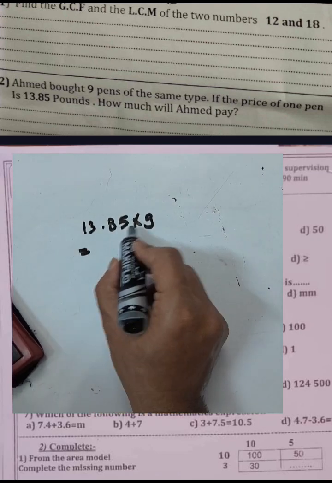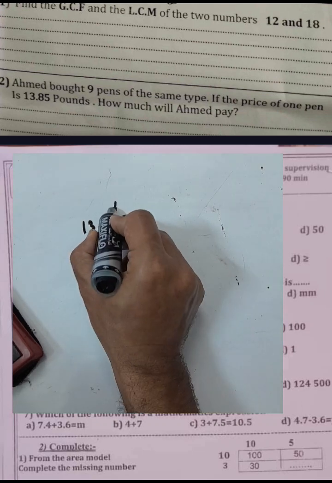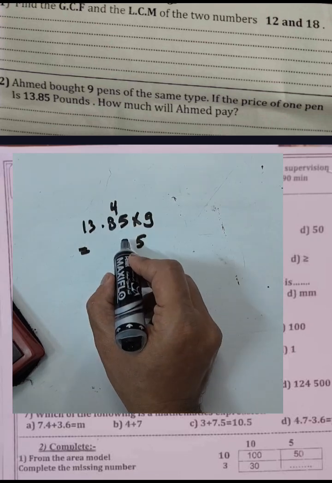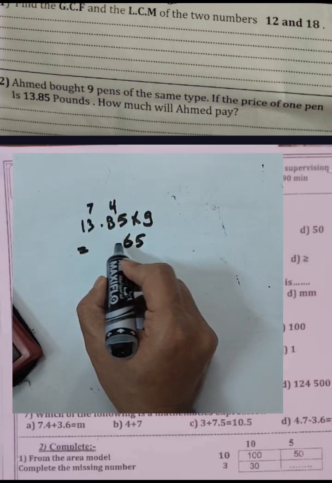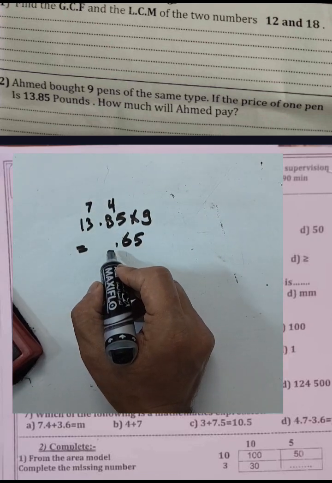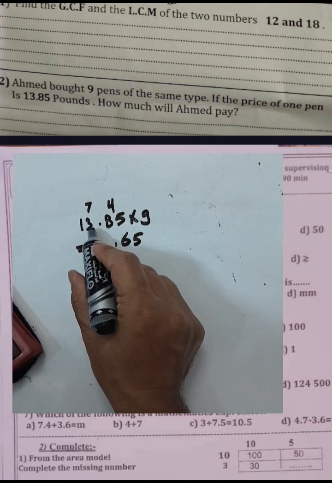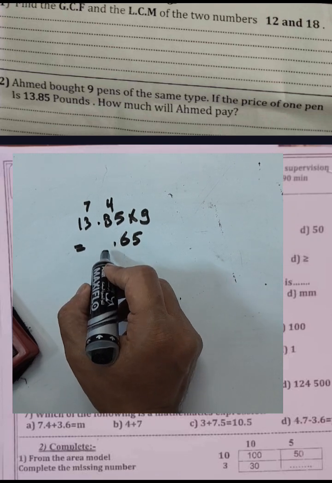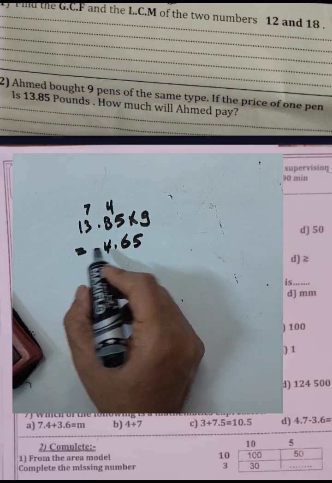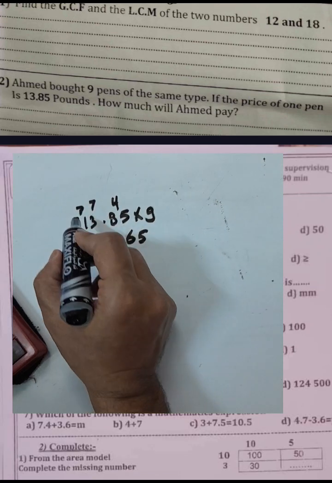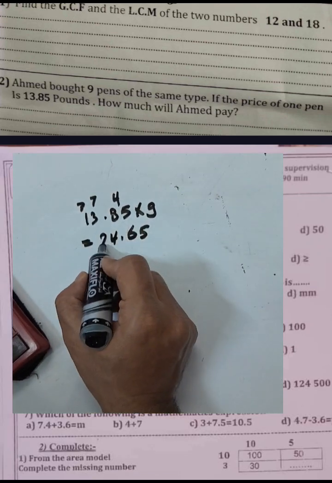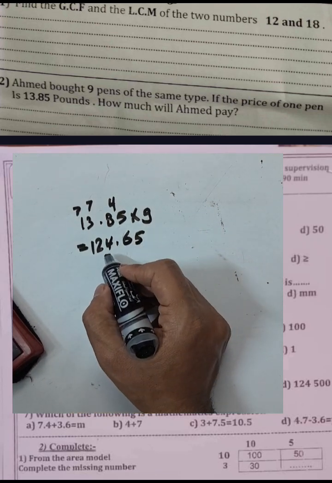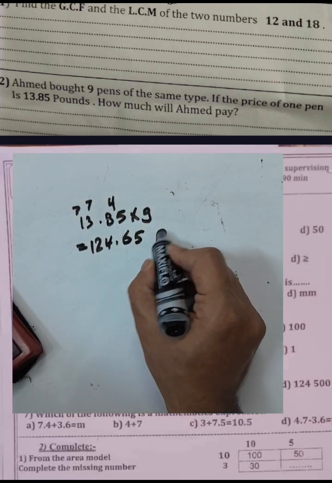5 times 9 equals 45. Write 5 and carry 4. 8 times 9 is 72, 72 plus 4 equals 76. Write 6 and carry 7. 3 times 9 is 27. 27 plus 7 equals 34. Write 4 and carry 3. 1 times 9 equals 9. 9 plus 3 equals 12. He will pay 124 and 65 hundredths pounds.